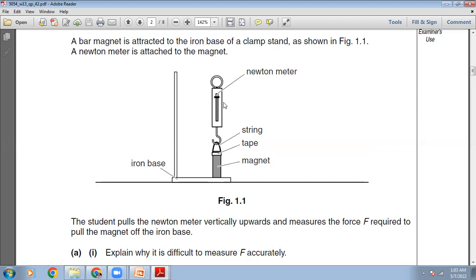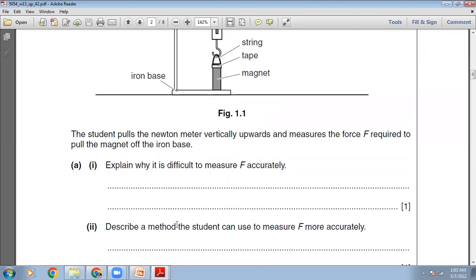Another thing is that when you are applying force, obviously the reading on the Newton meter is increasing as you increase the force. The moment this magnet is separated from the iron base, the reading on the Newton meter will go down. That is another problem, because once you reach the force at which it will separate, in a moment that reading will go down because the magnet will separate and the reading on the Newton meter will decrease. So these are the two basic problems.